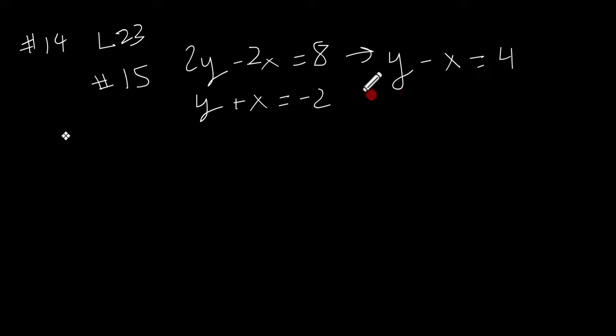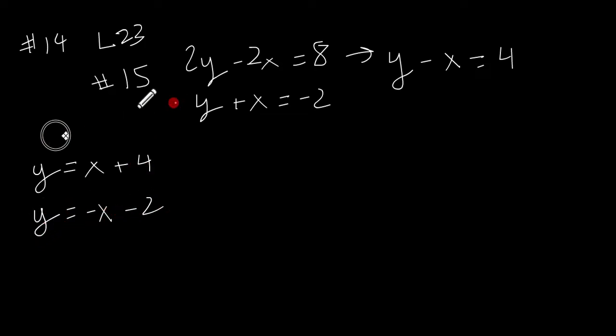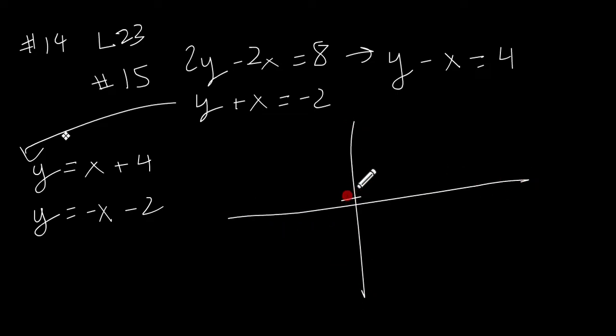And then you need to solve both of these for y. So you get y equals x plus 4, and y equals -x minus 2. Put it in slope-intercept form. We're going to graph it. So we get 1, 2, 3, 4. You can see I'm in a hurry. 4, rise 1, run 1. Okay, that's one line.